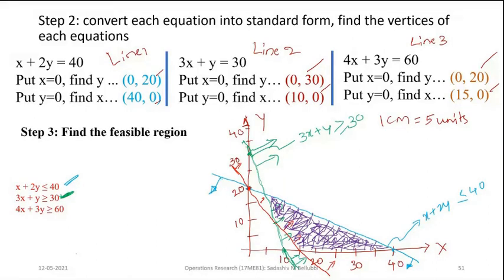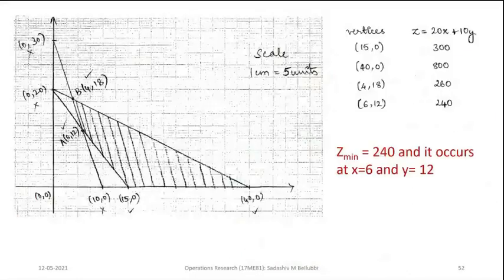I hope it's clear. So that is how to find the feasible region. Once you find the feasible region, then give the namings. This is the graph, and for that they have given the namings.